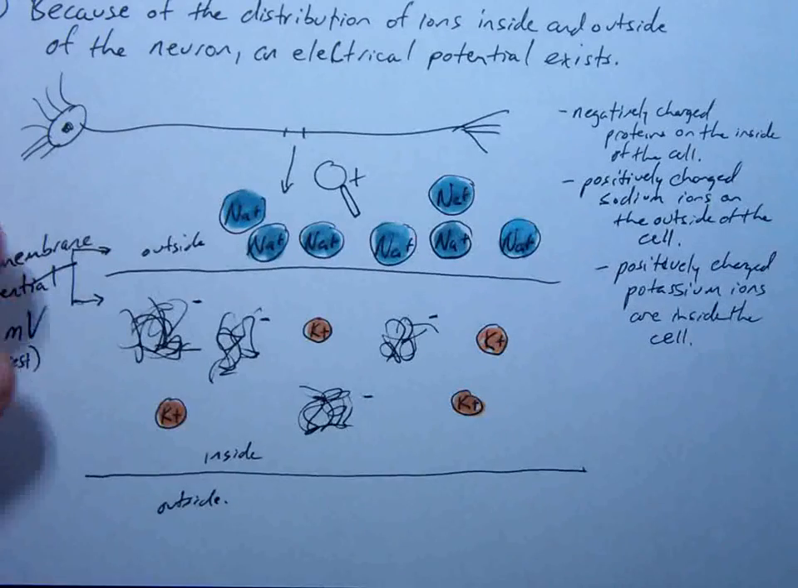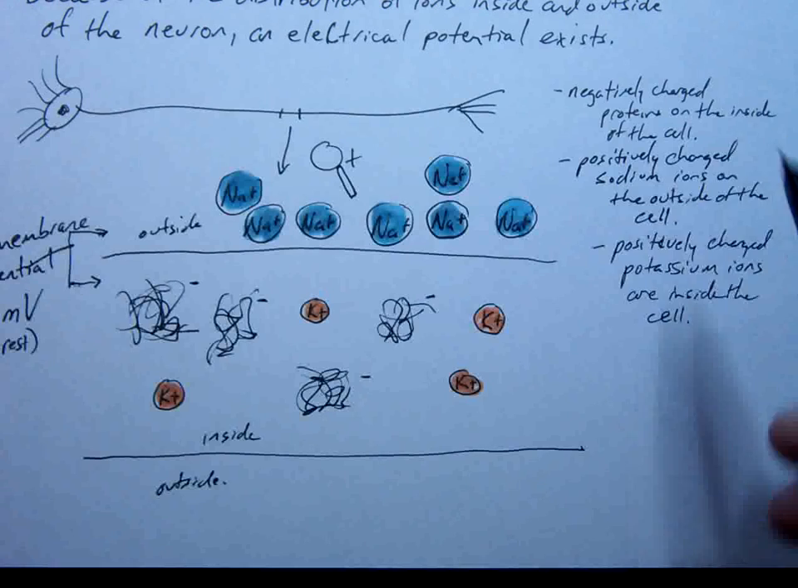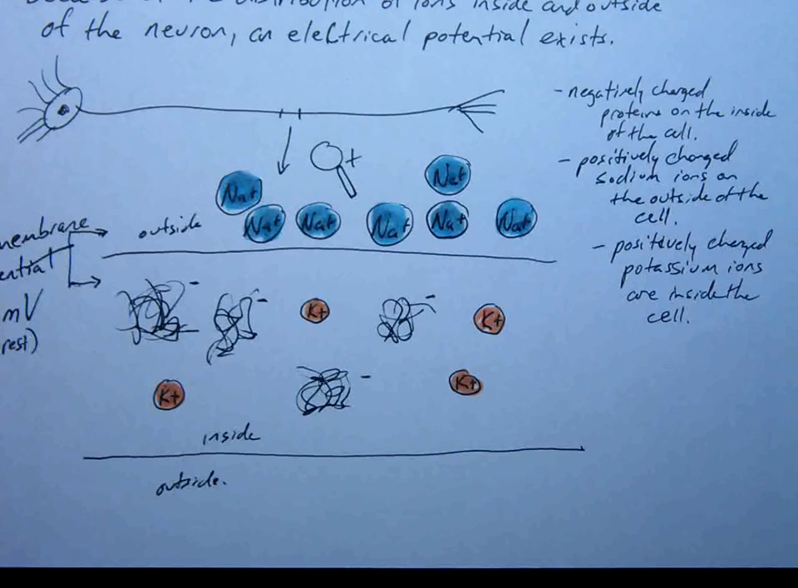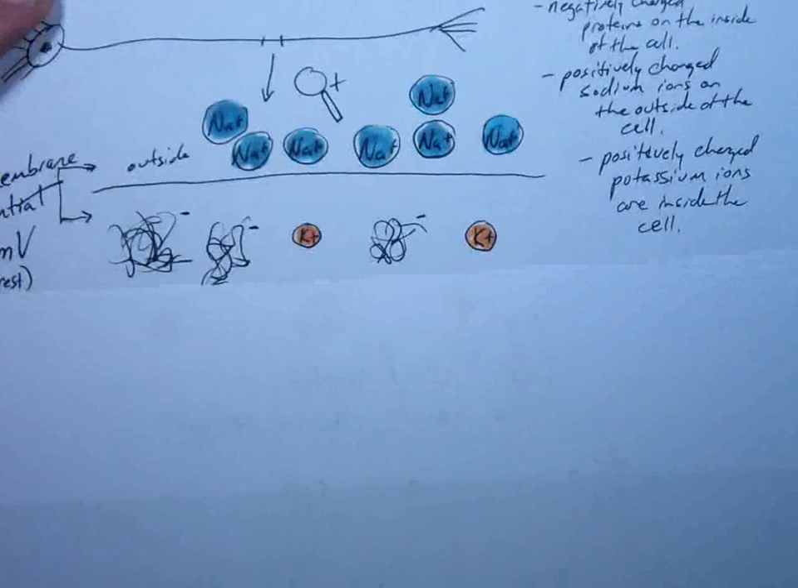So positively charged sodium ions, positively charged potassium ions. Sodium on the outside, potassium on the inside. That should beg the question, how in the world do they get there? Naturally, they wouldn't necessarily be there on their own, so what's the deal here? Let me tell you, okay? All right, so I'm going to start at the top here. You might be at the top of a new page, but if not, that's okay too.